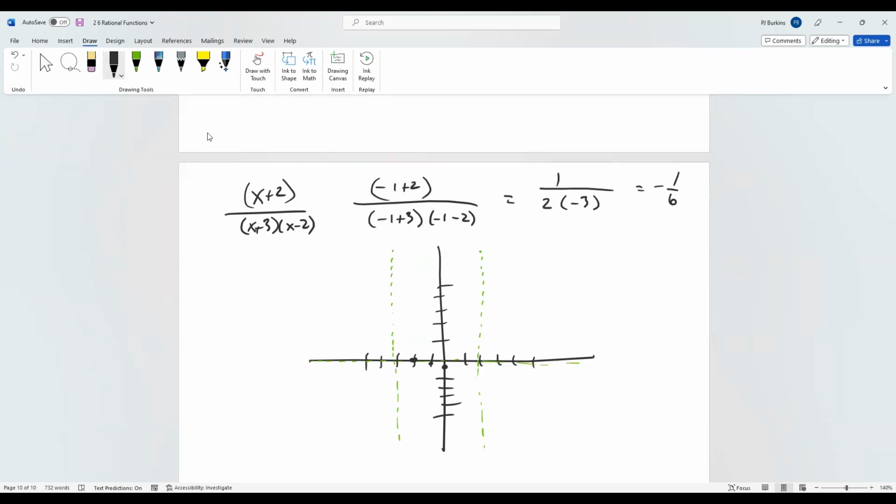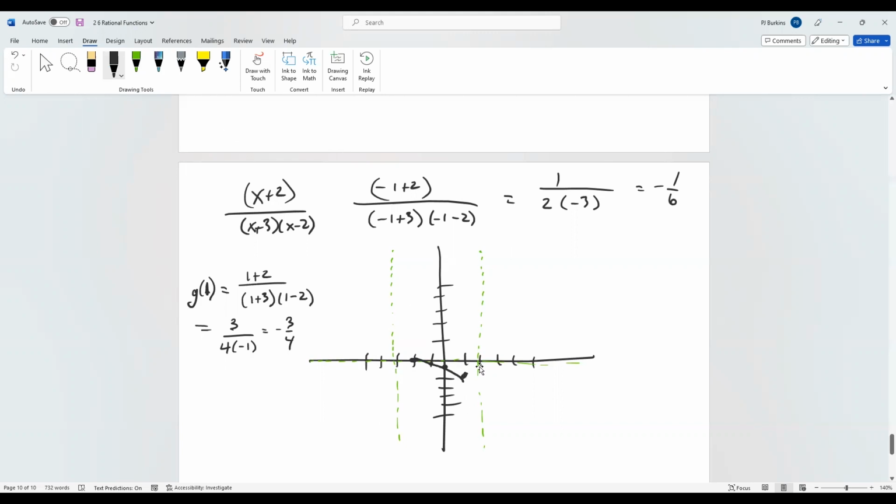Okay, let's do 1. So if we plug 1 in, I think it was h of x, but just bear with me if I called it g. So g of 1 would be 1 plus 2 over 1 plus 3 times 1 minus 2. So that's 3 over 4 times -1, or -3/4. So when x is 1, we're at -3/4. So that's down here. Okay, so it looks like it's kind of curving downward here.